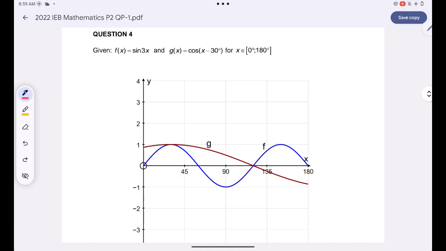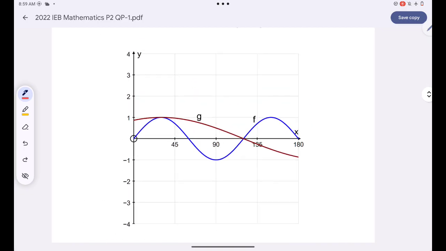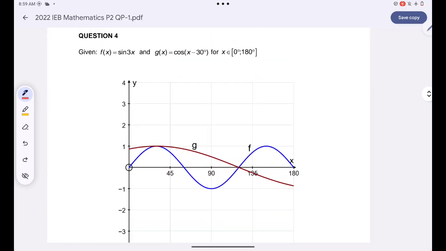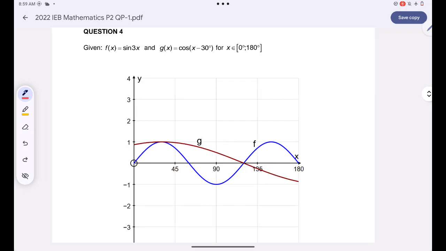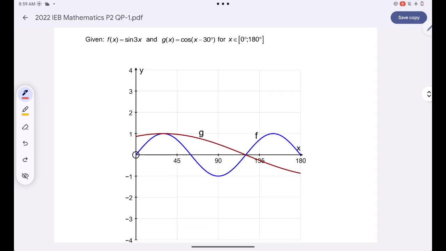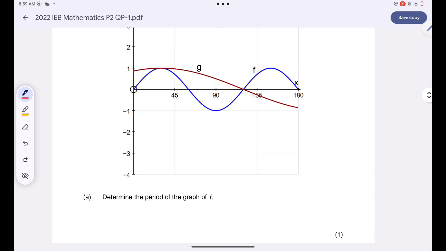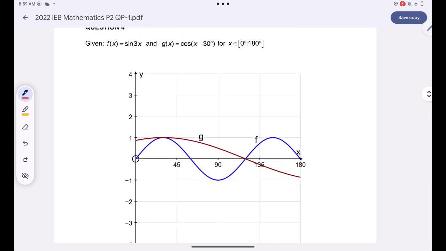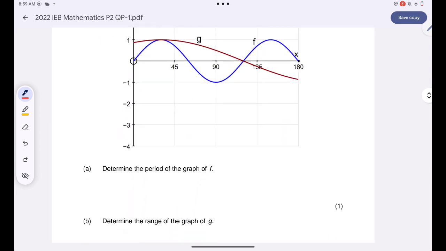Okay, question 4. Firstly, we are given the graph of f and the graph of g. The first thing they want us to find is the period of f. f is equal to sine 3x.